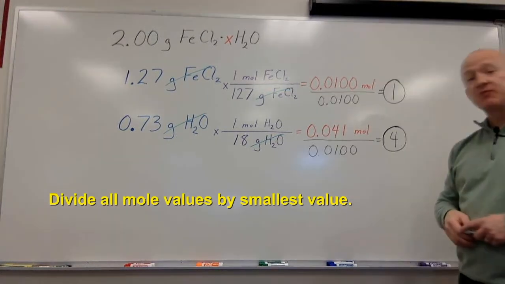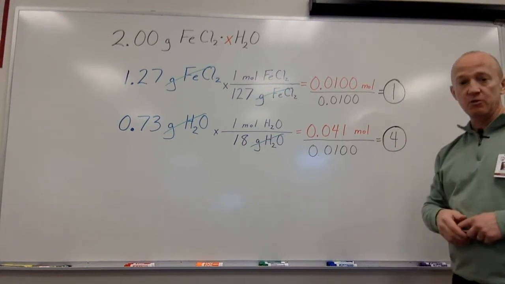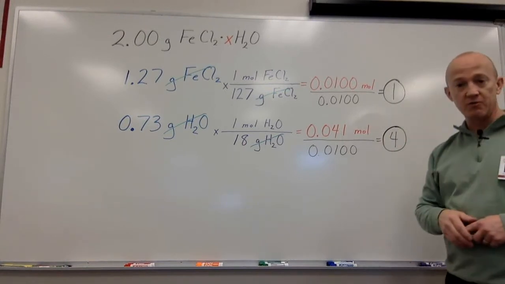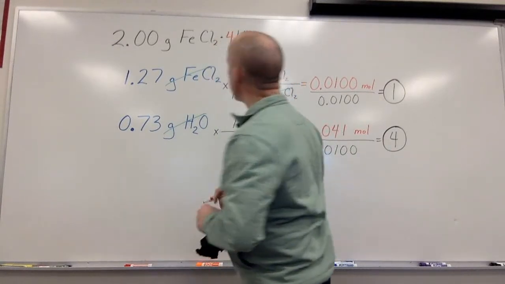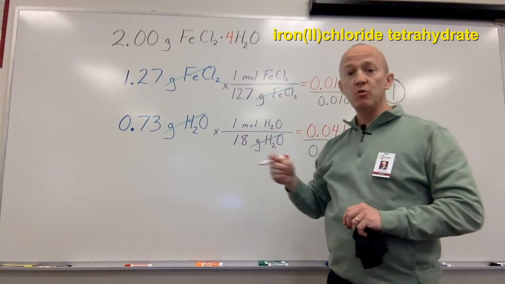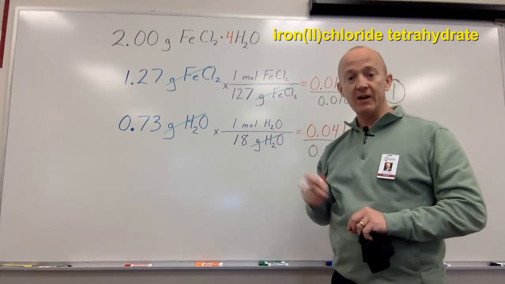The next step is to take the smallest mole amount and divide all of them by that amount. That means for every formula unit of FeCl2, I have 4 molecules of water. Therefore, my coefficient is a 4. That makes this iron(II) chloride tetrahydrate.